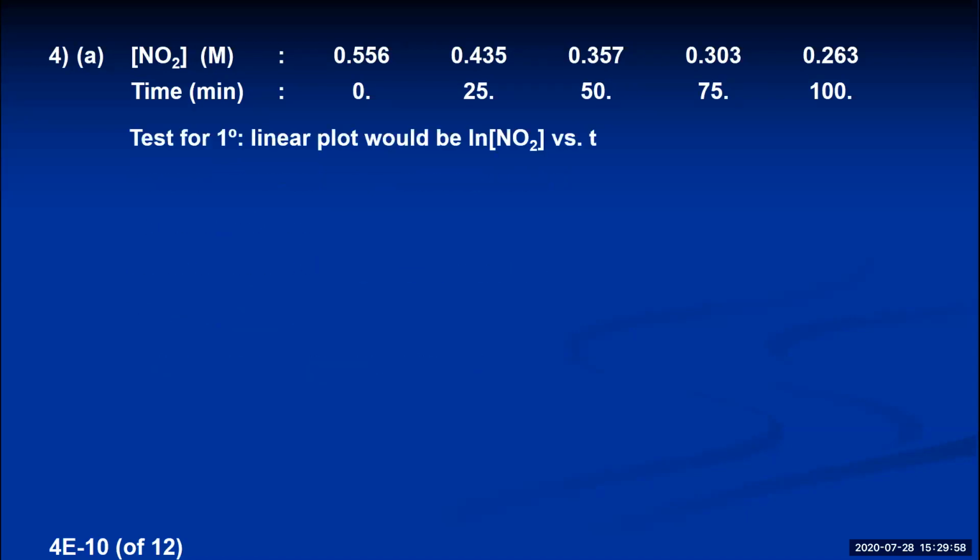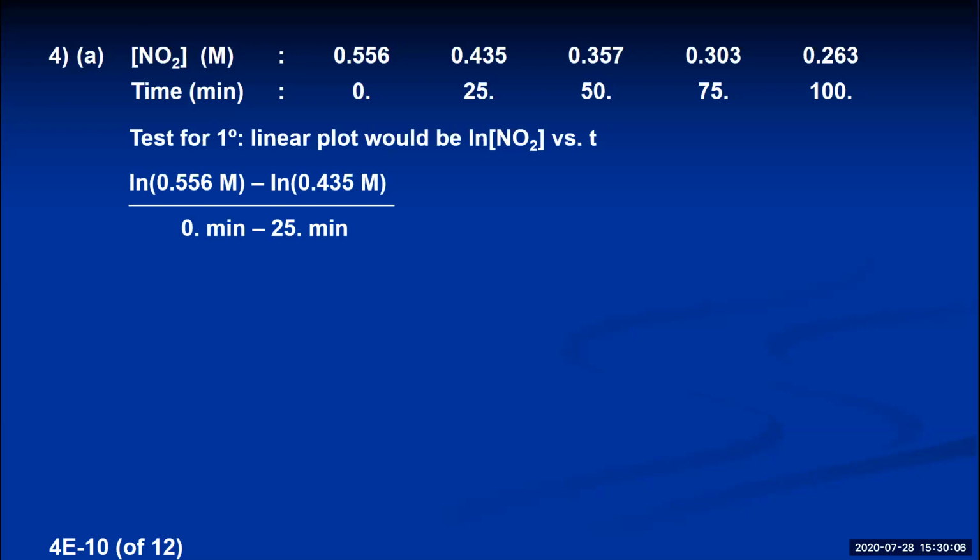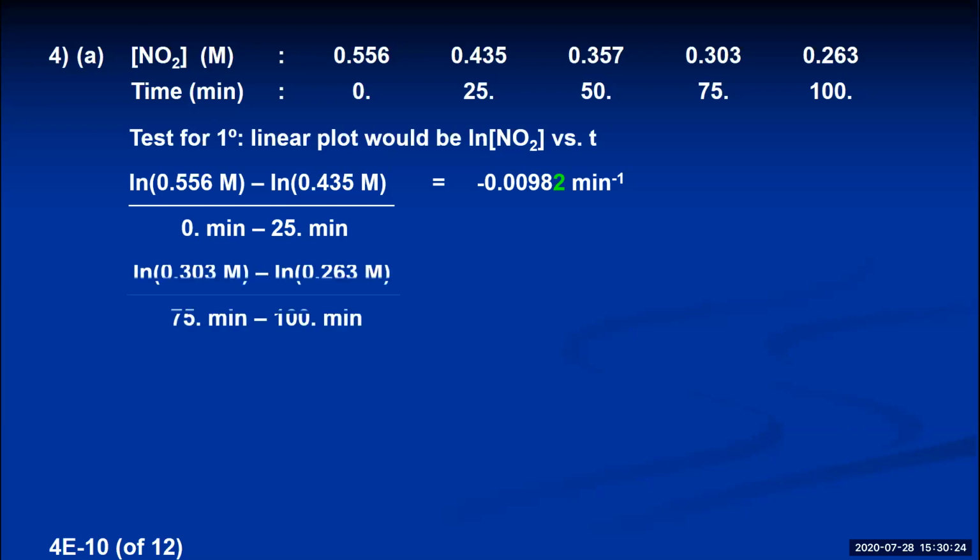To test for first order, we know that would create a linear graph if you plotted the natural log of the reactant's concentration versus time. So if I take the first 2 points again, natural log of 0.556 minus natural log of 0.435 divided by 0 minus 25, that'll give me just the units of minutes to the minus 1. And I get negative 0.00982 minutes to the minus 1. And then again, pick 2 other random points, and I'm just going to pick the 4th and the 5th ones. Natural log of the concentrations over the difference in times, and this turns out to give us a slope of negative 0.00566 minutes to the minus 1.